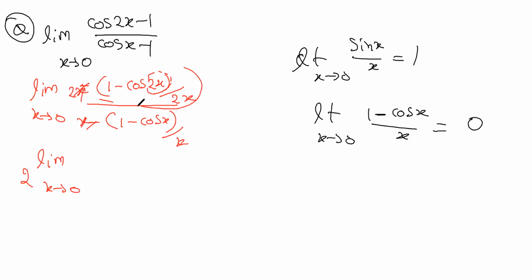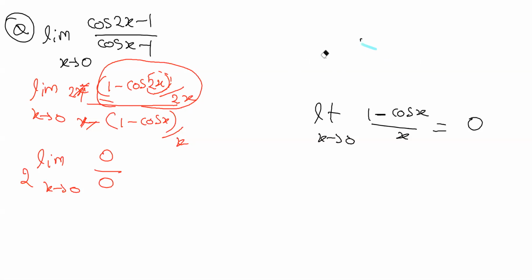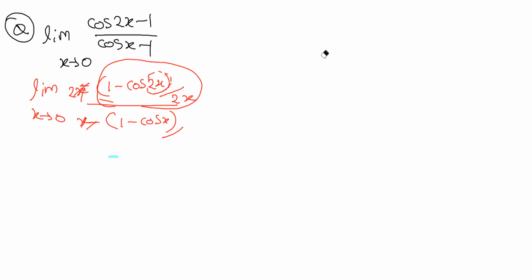What is 1 minus cos 2x by 2x? 0, again you're getting 0 by 0 form only. After converting to 1 minus cos x by x also, we're getting the same 0 by 0, that is indeterminate form. So here, you just have to convert. Instead of cos, take the sine.